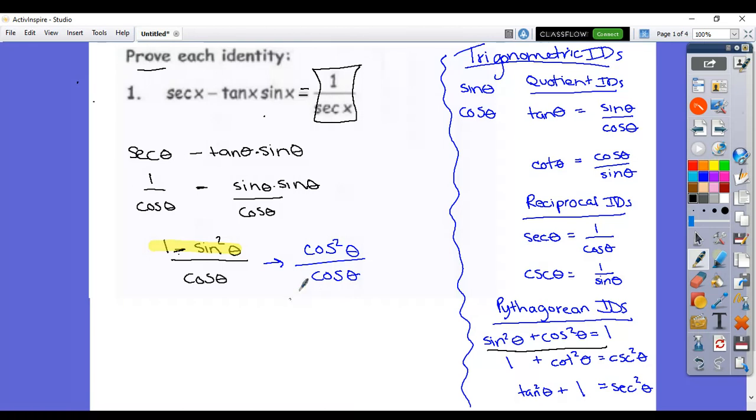So now it gets a little simpler, right? Cosine squared divided by cosine. One of them cancels, so I've got cosine theta. Now it seems like, oh my God, I'm done, cosine. But remember, we wanted to figure out, is that equivalent to 1 over secant? What do you think? Yeah, no, it would be.